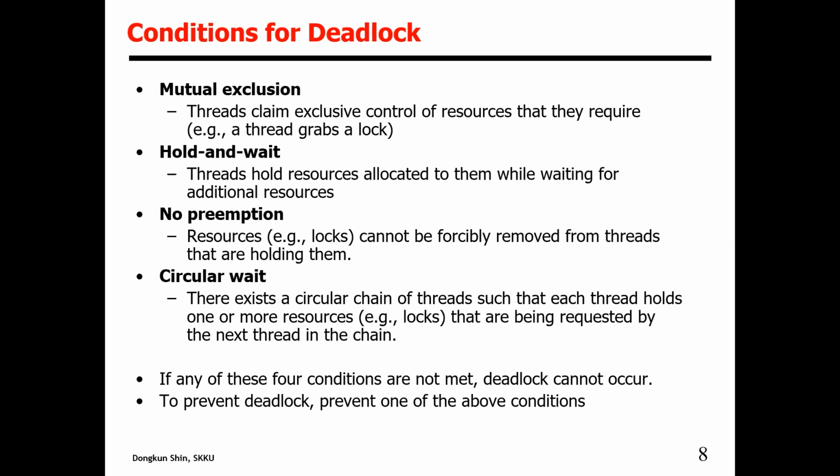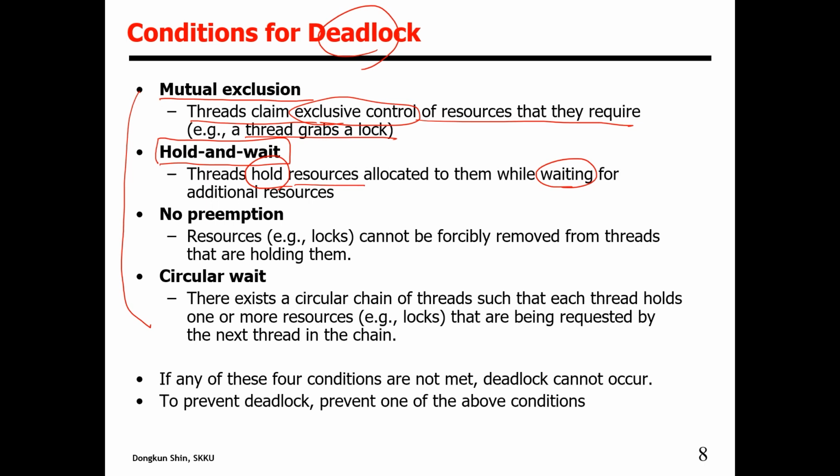Okay, so four conditions are required for a deadlock situation. First, mutual exclusion. This condition means threads claim exclusive control over the resources that they require, so they will want to get a lock. The second condition is hold and wait. This means threads hold resources allocated to them while waiting for another resource. They are holding some resource and waiting for another resource.